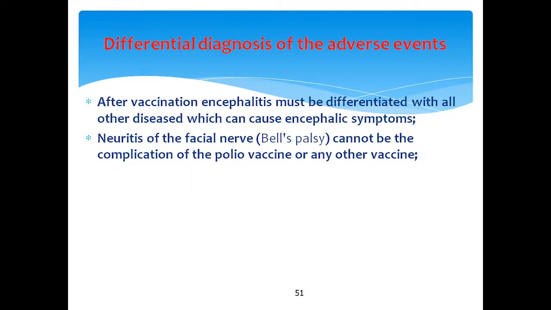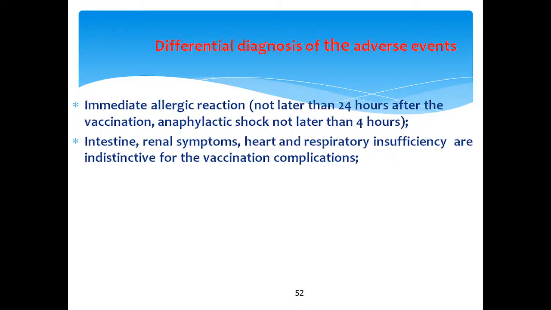Encephalitis after vaccination must be differentiated from all other diseases which can cause encephalitic symptoms. Neuritis of the facial nerve, Bell's palsy, cannot be a complication of the polio vaccine or any other vaccine. Immediate allergy appears not later than 24 hours after the vaccination, anaphylactic shock not later than 4 hours. Intestinal, renal symptoms, heart and respiratory insufficiency are not characteristic of vaccination complications.